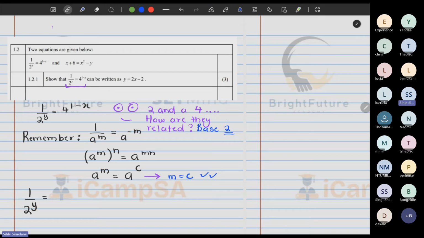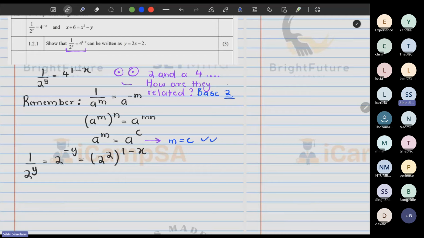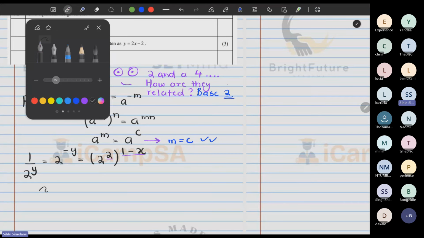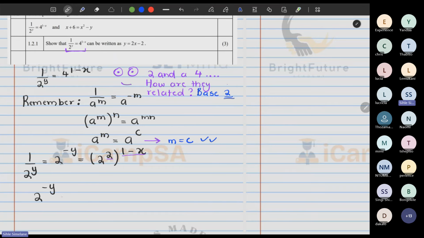Yep. So a to the power of 1 over 2 of 1 over 2 to the y can be written as 2 to the negative y. And this will be equal to 4. We know 4 can be written as 2 squared, and this is to the power of 1 minus x. So if you look carefully, we can now multiply this and that, such that we have 2 to the minus y equals 2 to the power of 2 times 1, that will be 2, then minus 2x.